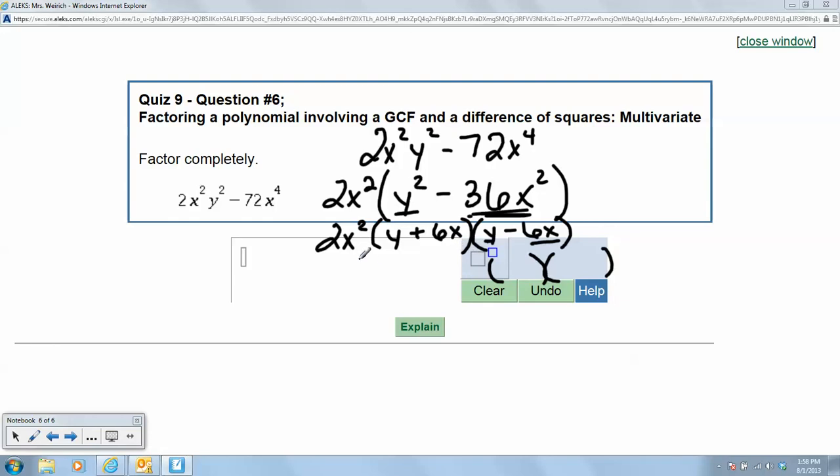But this one is not, so the answer that you would write in your answer blank is 2x squared, times the quantity y plus 6x, and the last quantity would be y minus 6x.